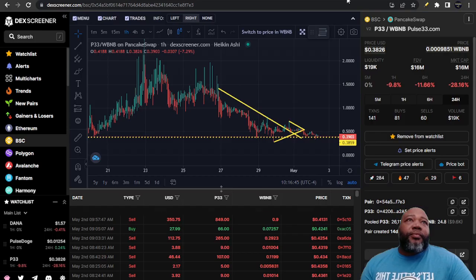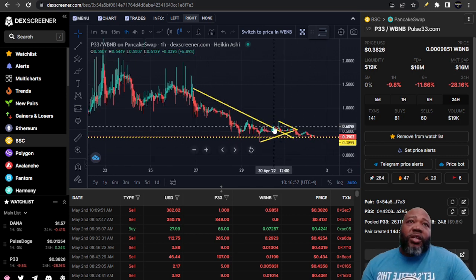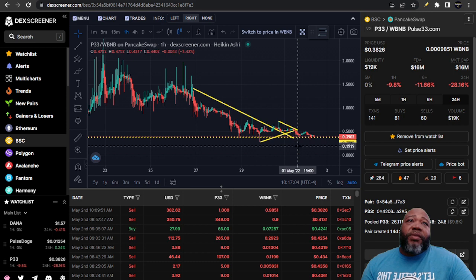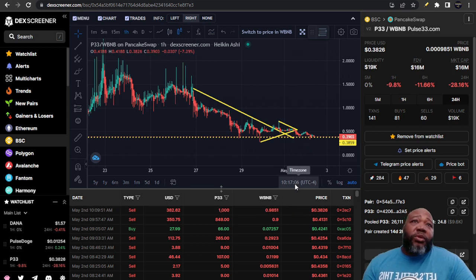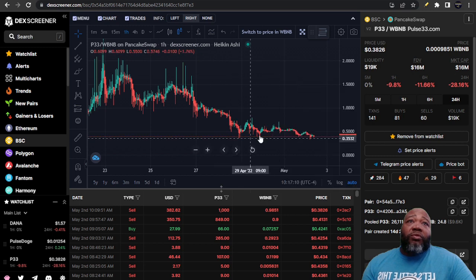All right. Now, over here at the P33, it is horrible, guys. That looks absolutely horrible. On P33, I drew out this wedge. There was a little hope here, and we just dropped dead out the bottom, which basically means that all this means nothing, and we're just on a continuous downtrend. So I can literally just click here, remove drawings.